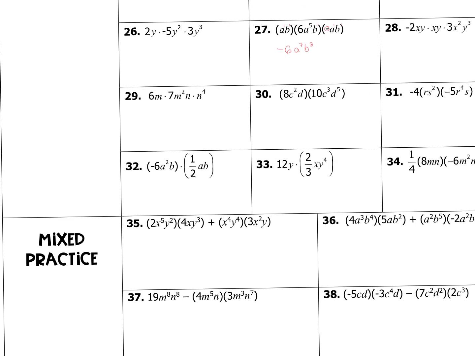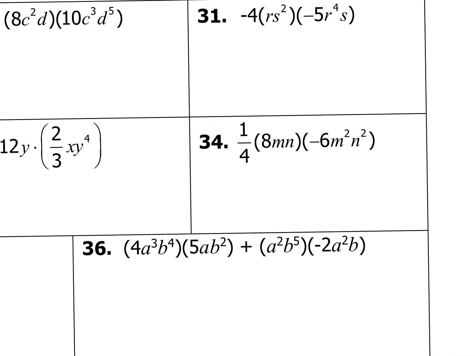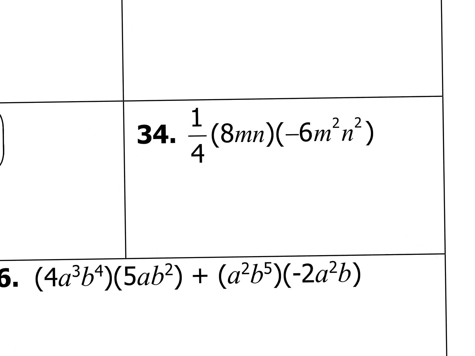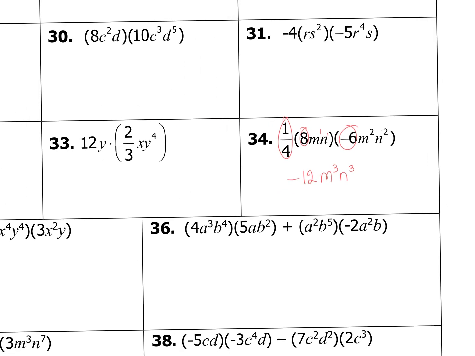I'm going to do one with a fraction. All right, so 34. We have 1/4 times 8, and then times negative 6. 1/4 times 8 is 2. 2 times negative 6 is negative 12. M times m squared will be m cubed, or m to the power of 3. And n times n squared will be n to the 3rd, or n cubed.